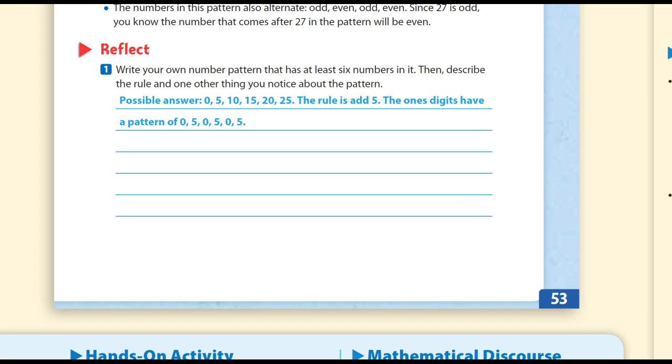Just write your own number pattern that has at least 6 numbers in it. Then describe the rule. So here are some possible patterns that you could have written. What pattern is that? That's the rule of 5, right? The ones digits have a 0 or a 5 in them. That would be a pattern.